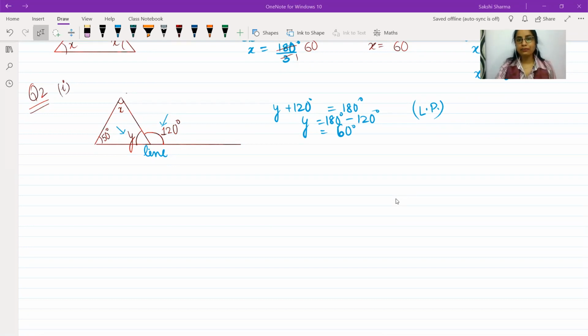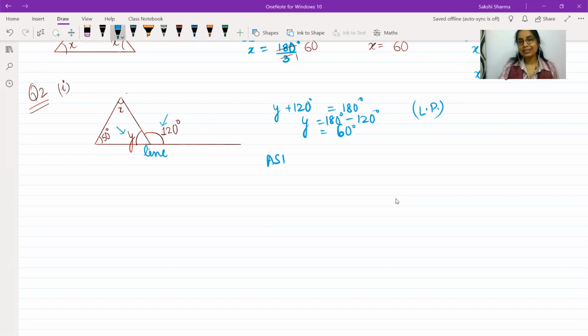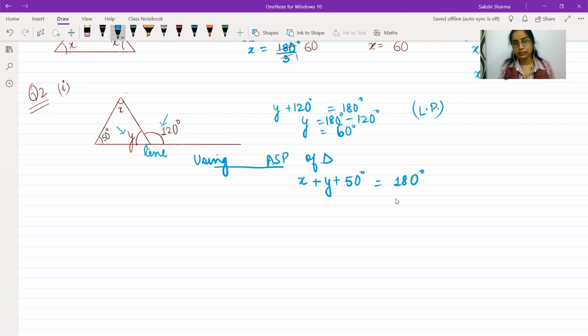What I have done is I have the value for Y now. I have to find out X, and X is in the interior. So I'm going to use the angle sum property of the triangle in order to find out X. If I use angle sum property, you need to write down the sum of the angles in the interior. So I have X and Y and 50. These three angles are in the interior and their sum will be equal to 180 degrees. Now X, I don't have the value, but for Y, I just calculated that the answer for Y is 60.